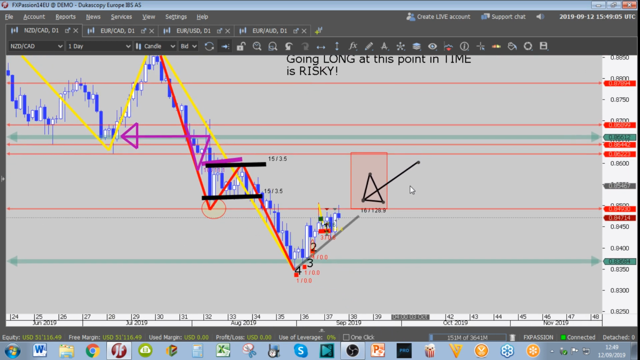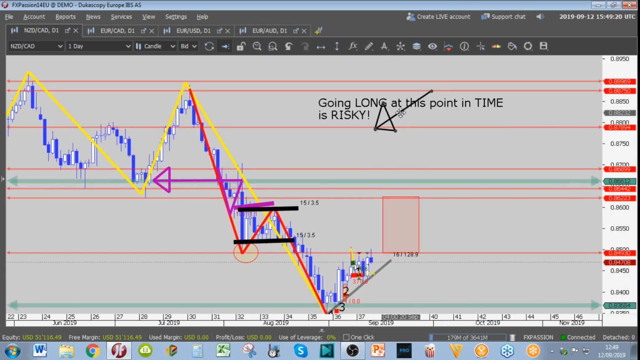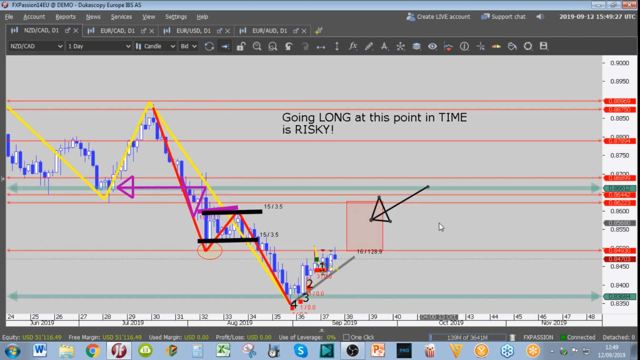Okay? Again, why is that? You don't have anything in here that is telling you from the confirmation time frame that the market is going to go long. Oh, Passion, but we have on the 2-hour time frame higher highs and higher lows. The trading time frame is the least important.